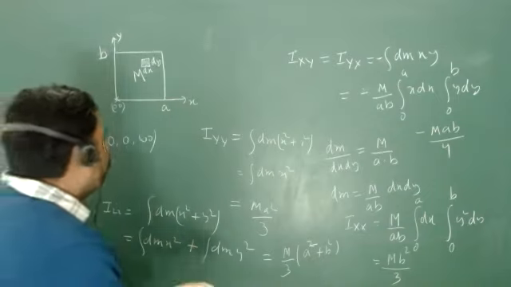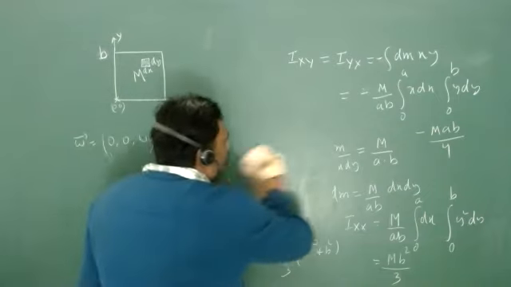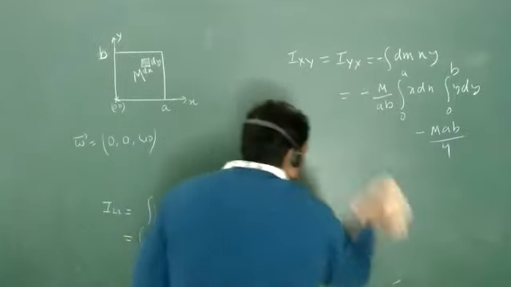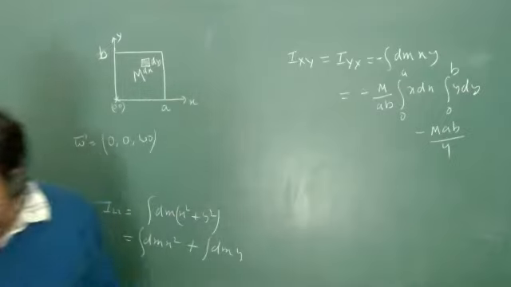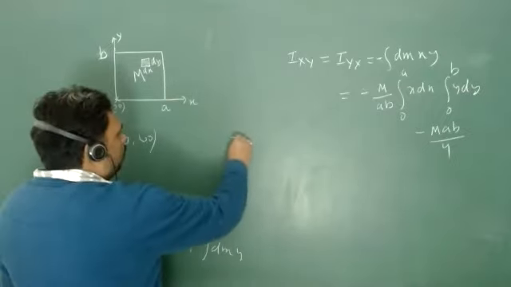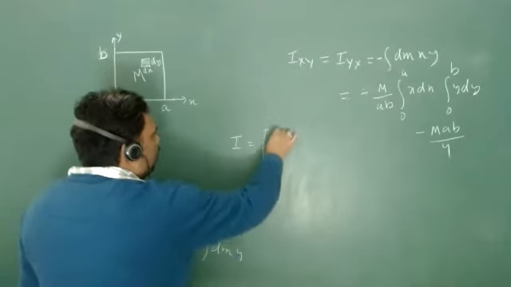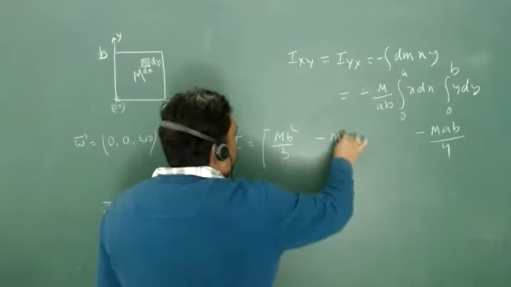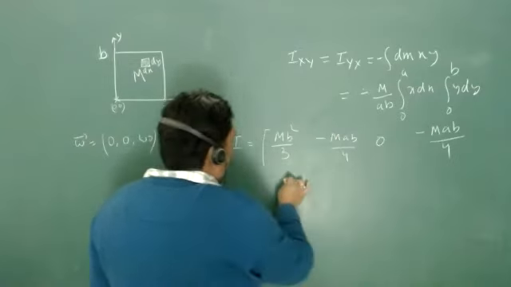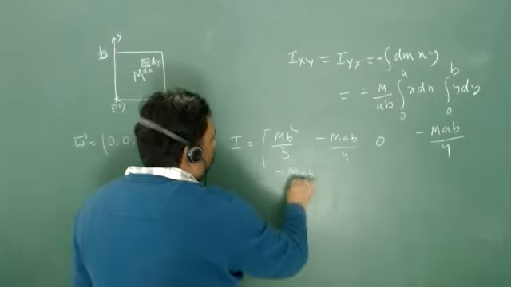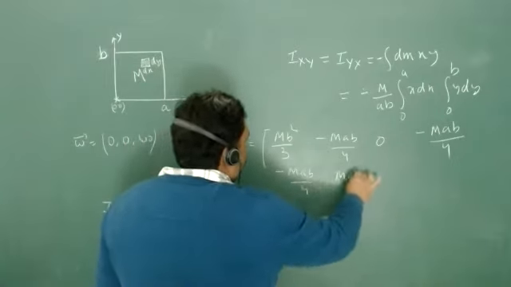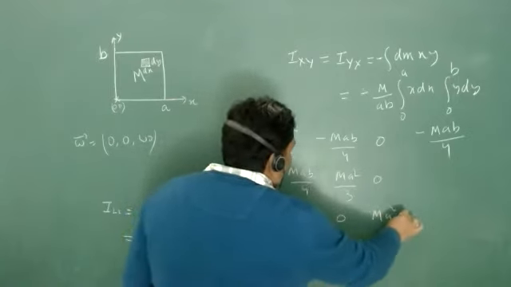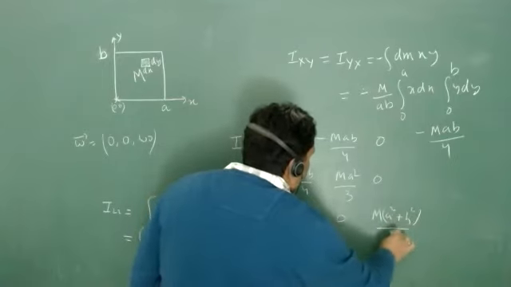Now we have calculated all the components and we can easily write this particular moment of inertia tensor. So what is my moment of inertia tensor? This will be I xx m b square by 3, minus m ab by 4, 0; minus m ab by 4, m a square by 3, 0; 0, 0, m a square plus b square by 3.